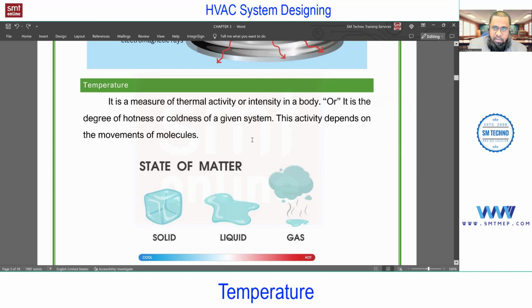You can relate this point: as the temperature increases, what will happen to the rate of heat transfer? It increases, right? And as the temperature decreases, the rate of heat transfer also decreases. So temperature is not heat, because with the temperature you cannot find out the quantity of that heat. Getting a point? And this activity depends on the movement of molecules. Okay, so you'll get some idea.